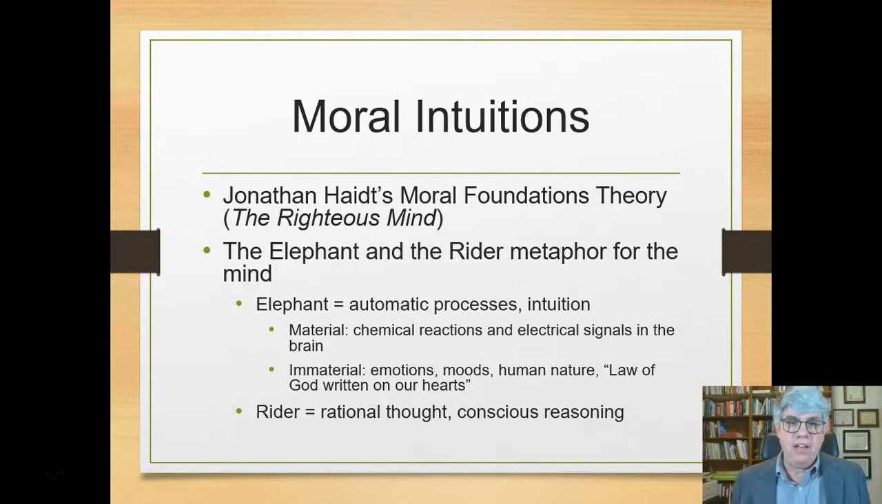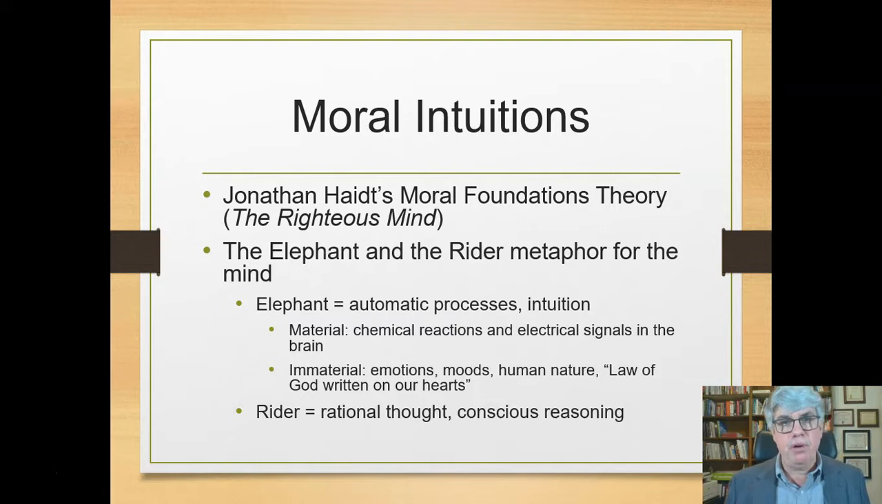So this elephant, the automatic processes, include both material and immaterial phenomena. The material might be the stuff that's actually happening in the brain that we can observe, like chemical reactions and electrical signals going through the neurons in the brain. But it also yields immaterial things that we experience, things like emotions and moods. In fact, all of what we call human nature, this immaterial human nature, would be part of the elephant.